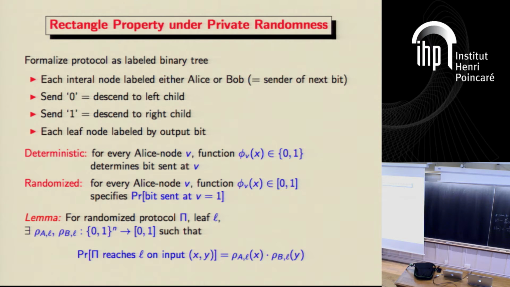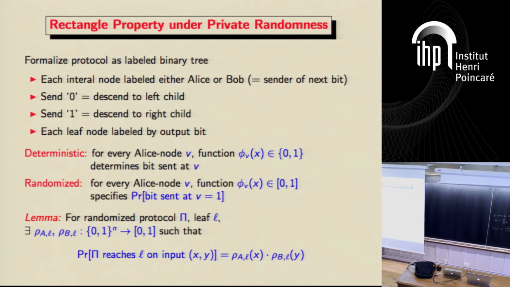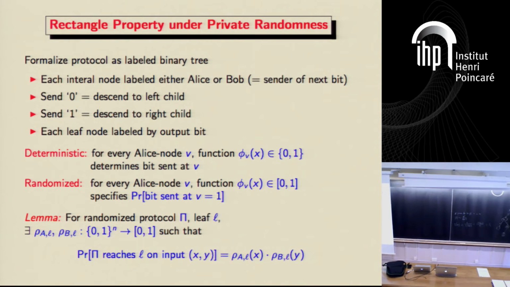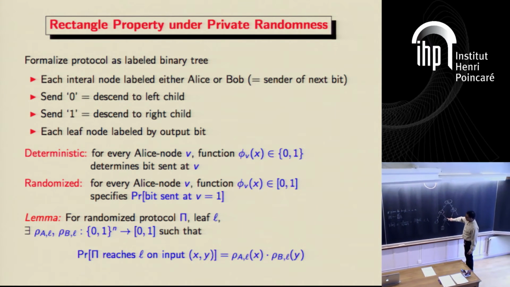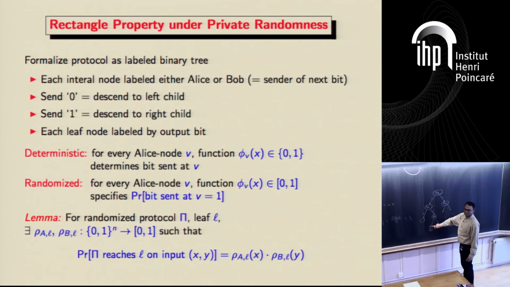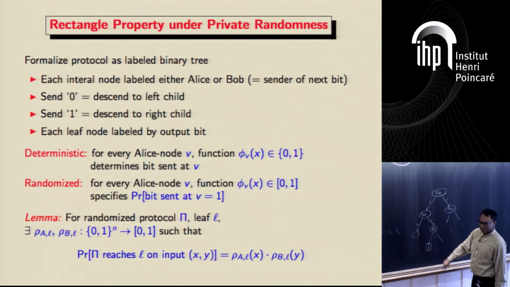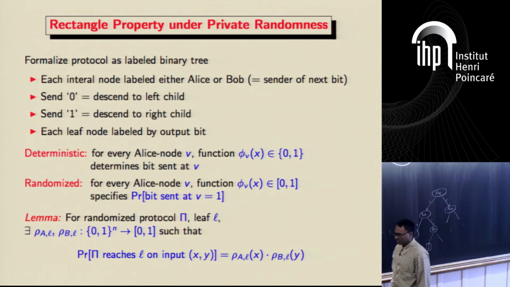Now, if you ask what is the probability of getting to this leaf, you will find that it's the product of the probability of getting from here to here, and the probability of getting from here to here, and the probability of getting from here to here. Now, for every one of these probabilities along these edges, either Alice knows it or Bob knows it. Okay.